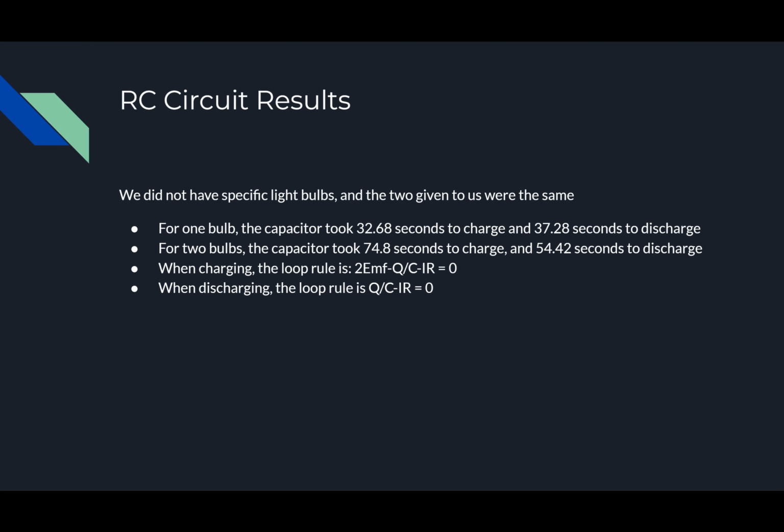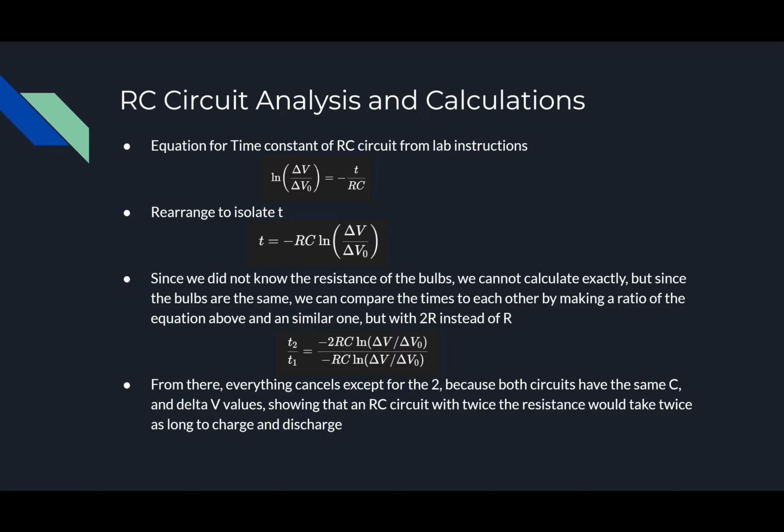Then the RC circuit. We did not have specific light bulbs given to us, and the two given to us were the same. For just one bulb, it took 32 seconds to charge and 37 seconds to discharge. For two bulbs, it took 74 seconds to charge and 54 seconds to discharge. And then these are the loop rules for each one, but those don't really matter that much.